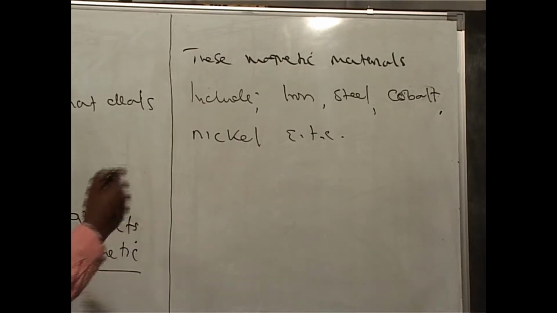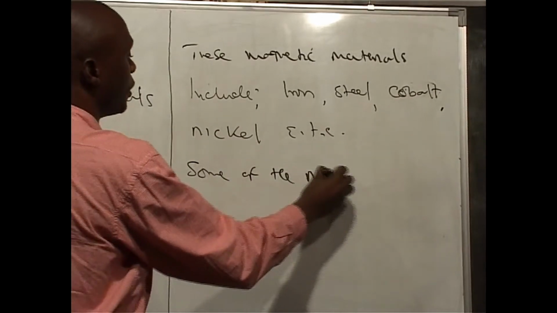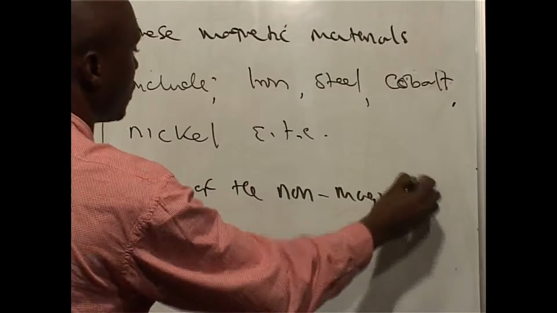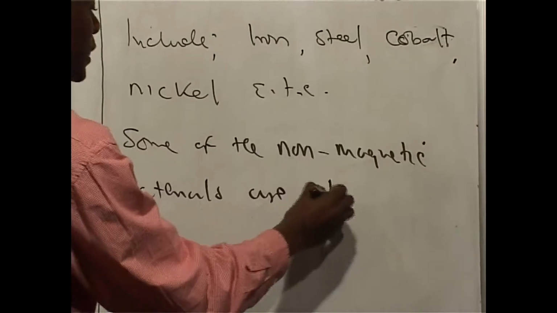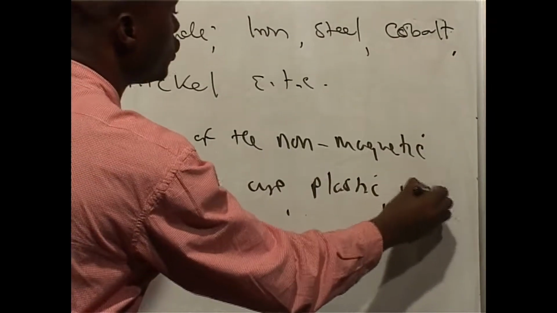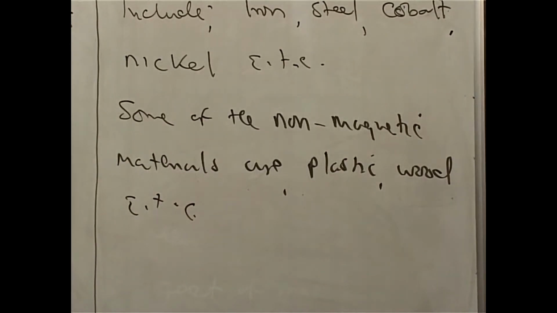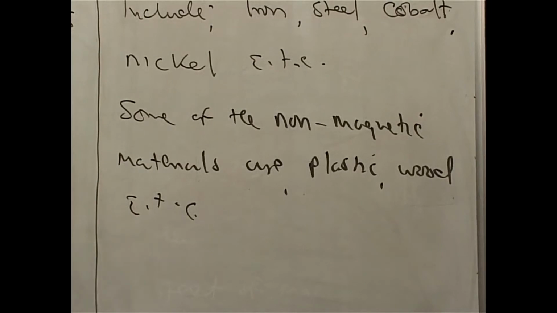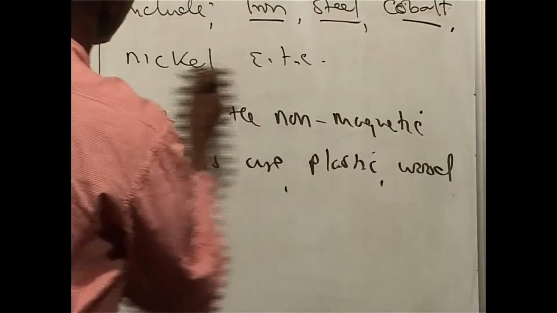Now, some of the non-magnetic materials are plastic and wood, etc. Now, these non-magnetic materials, as I said earlier on, are the materials that cannot be attracted by a magnet. Remember, we have said a magnet is a substance which attracts other substances known as magnetic materials. So the magnetic materials here are iron, steel, cobalt, and nickel.